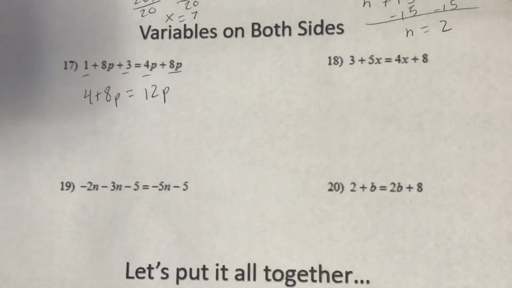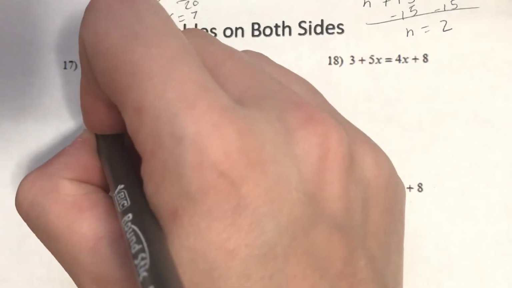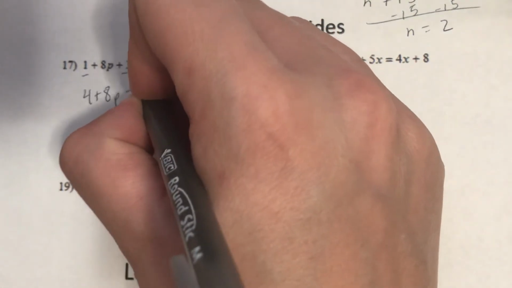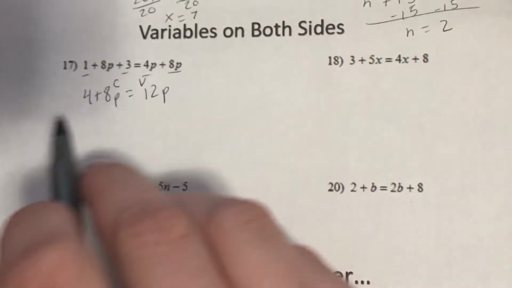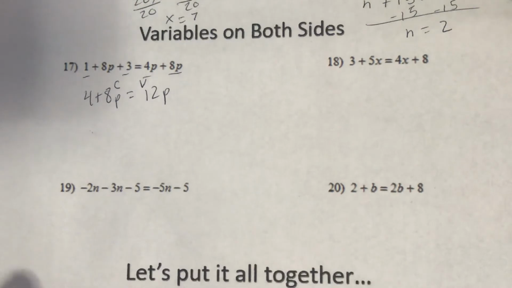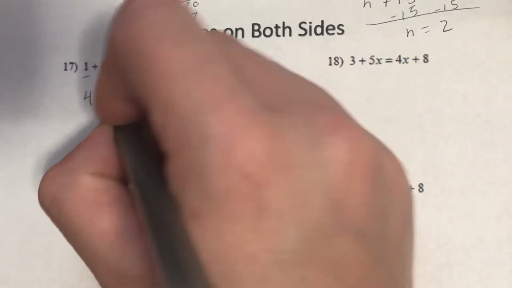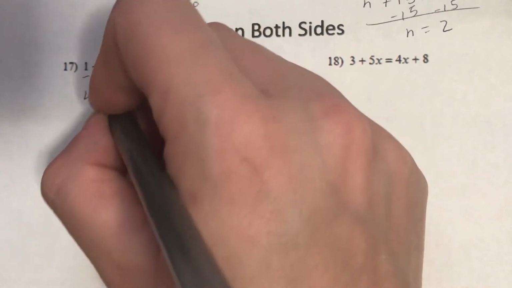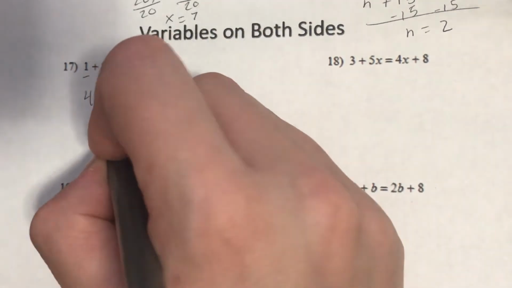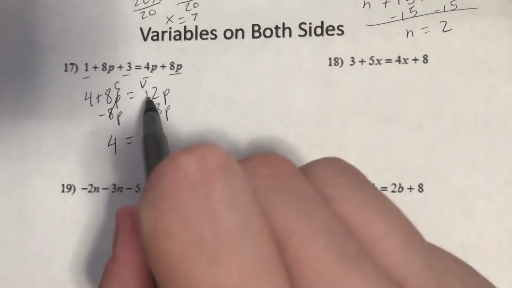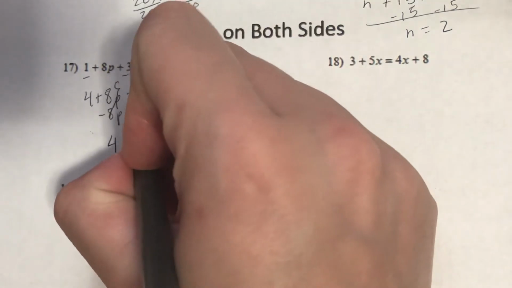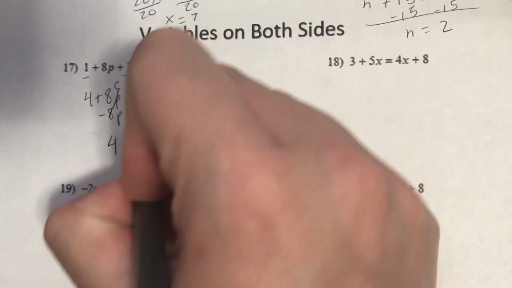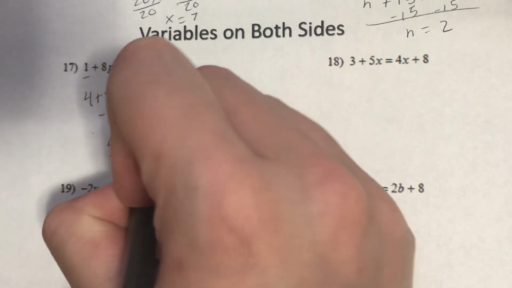Now we have it just like the last problem, where this time I want variables over here, constants over here, because there's already a constant over here, so why move it more than I need to? So I'm just going to move the variables on this side, so it cancels out of there. I only have constants on this side, and then 12 minus 8 is just 4, and then I'll divide by 4. 1 is equal to p.